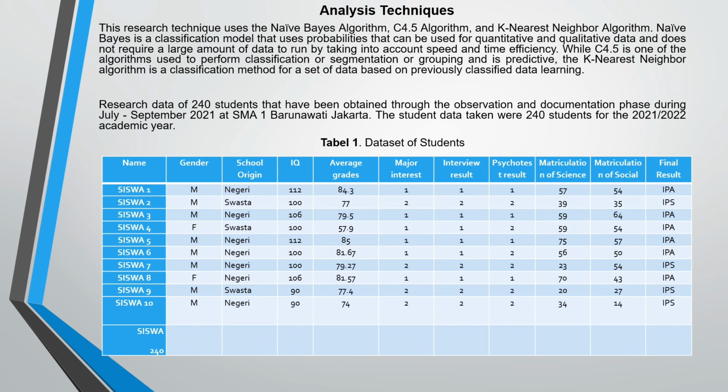Research data of 240 students that have been obtained through the observation and documentation phase during July to September 2021 at SMA 1 Barunawati, Jakarta. The student data taken were 240 students for the 2021-2022 academic year.